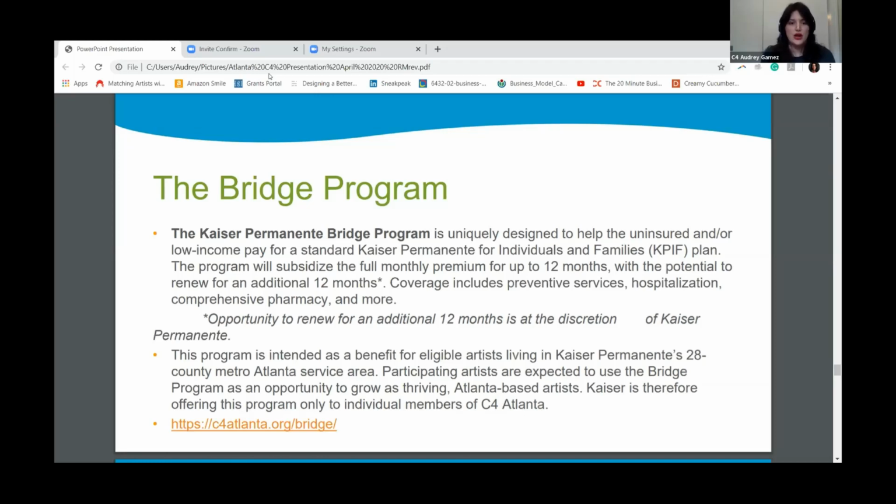We did ask our Kaiser representatives when all of the COVID-19 closures happened, whether or not they were considering opening up for a special enrollment period, and they said at this time they are not. So this is a program that is only available during open enrollment.